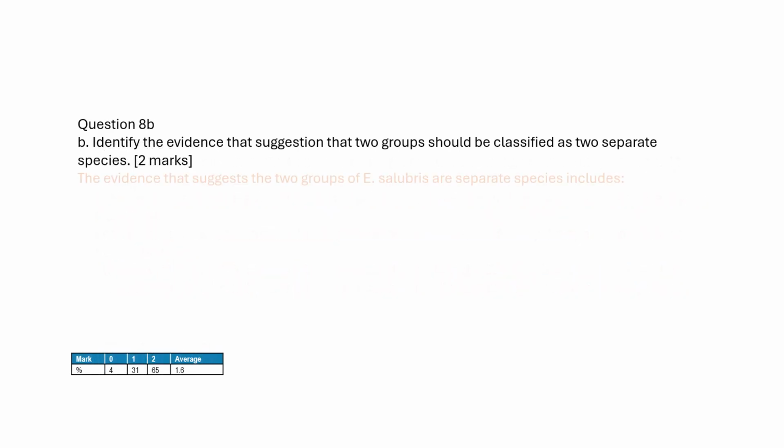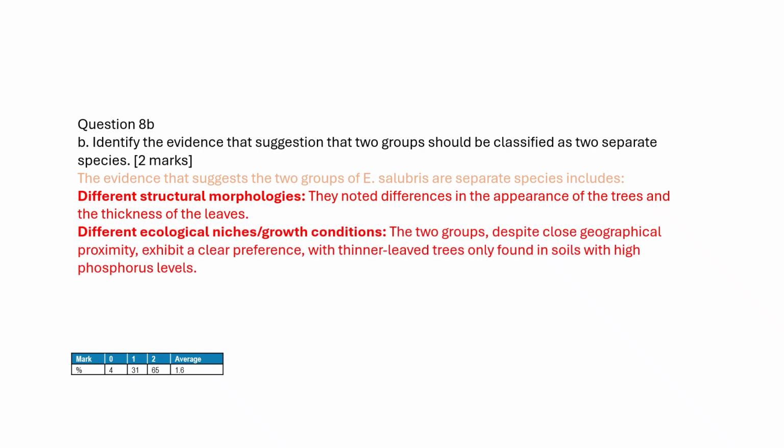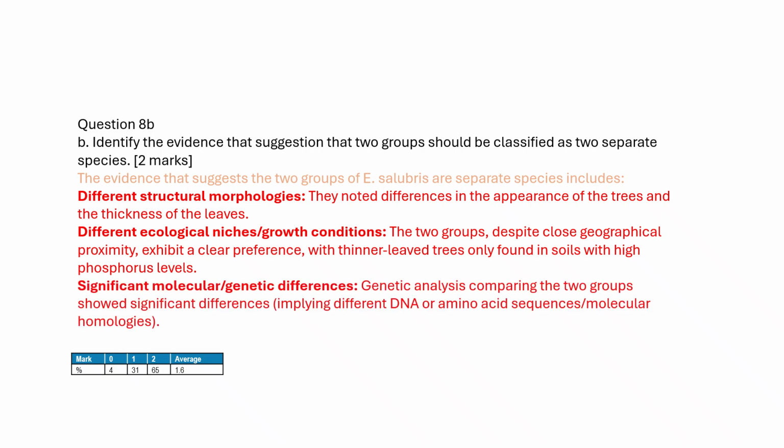The evidence that suggests the two groups of E. salubris are separate species includes different structural morphologies. They noted differences in the appearance of the trees and the thickness of the leaves. Different ecological niches or growth conditions. The two groups, despite close geographical proximity, exhibit a clear preference, with thinner-leaved trees only found in soils with high phosphorus levels. Significant molecular or genetic differences. Genetic analysis comparing the two groups showed significant differences, implying different DNA or amino acid sequences, or molecular homologies.